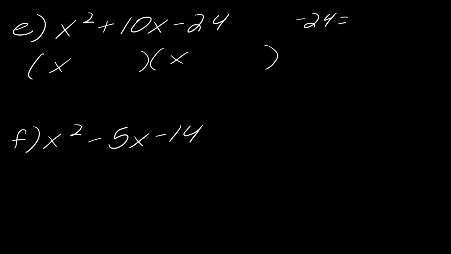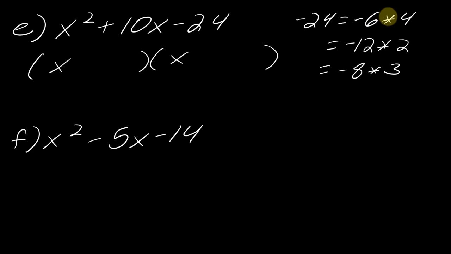So let's see. I could have negative 6 and positive 4, or I could have something like negative 12 and 2, or I could have something like negative 8 and 3. So if you're stuck, you can always just take a moment to write down these types of pairs and just think through them for a moment. And as you add them together, this would give me negative 2, this would give me negative 10, this will give me negative 5.